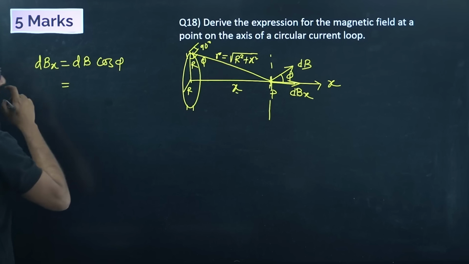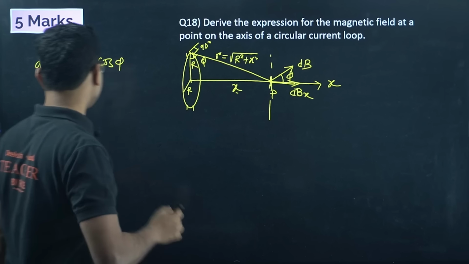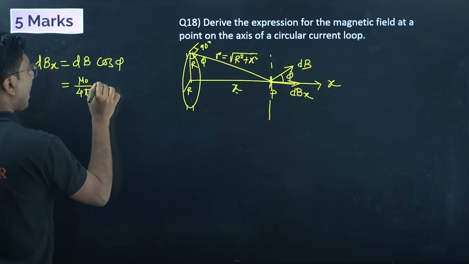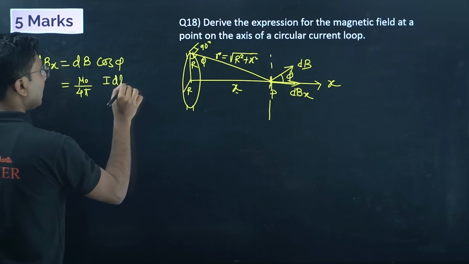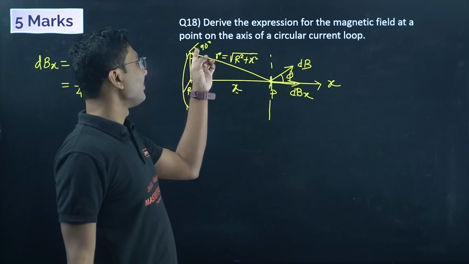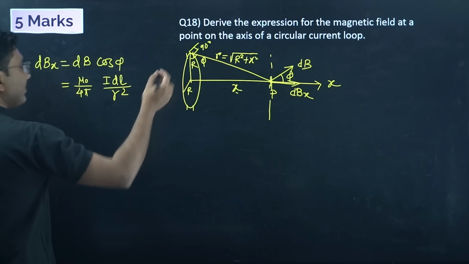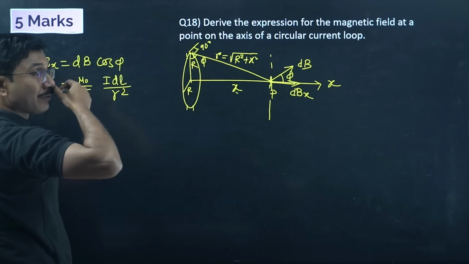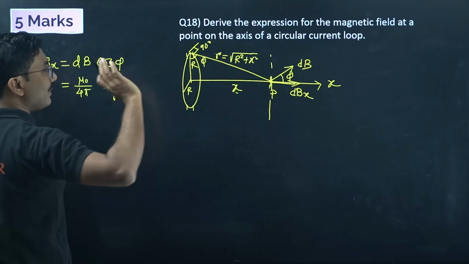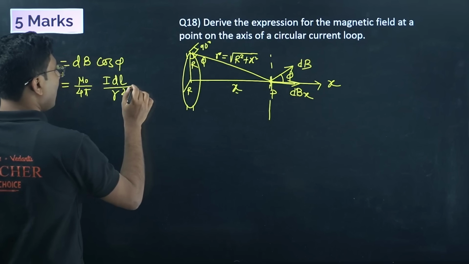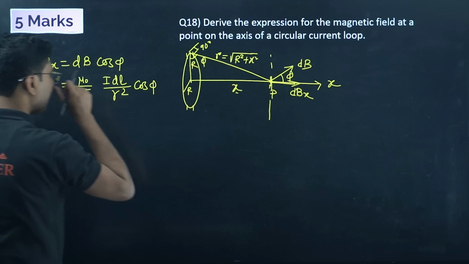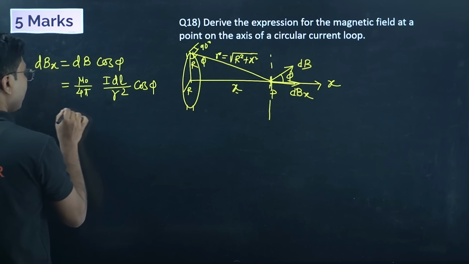Now what is dB, by the way, from Biot-Savart's law? Mu naught by 4 pi, I dl sin theta by r square. Now, sir, where is sin theta? Sin theta is gone because sin 90 is 1. Whatever angle we are taking, this is perpendicular to the tangent, so the angle will be 90 degrees, so sin 90 is 1. But we will have a cos phi over here. This cos phi is coming from here. Now let's put the values.